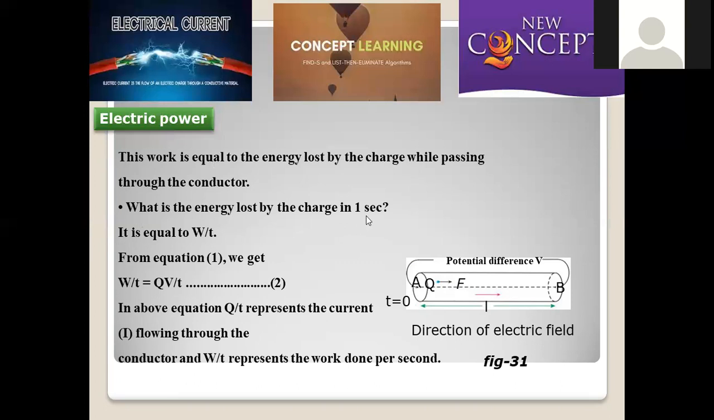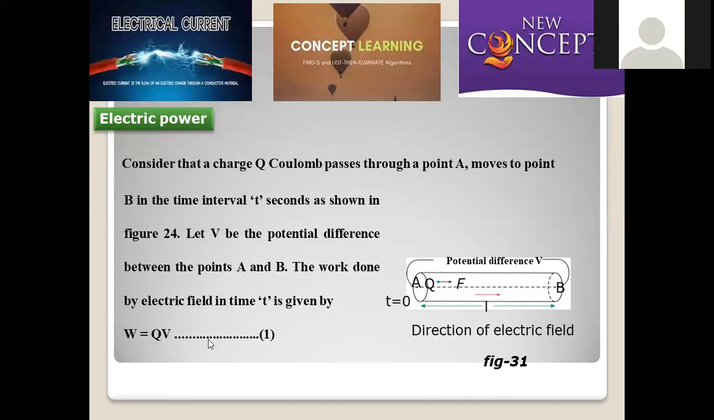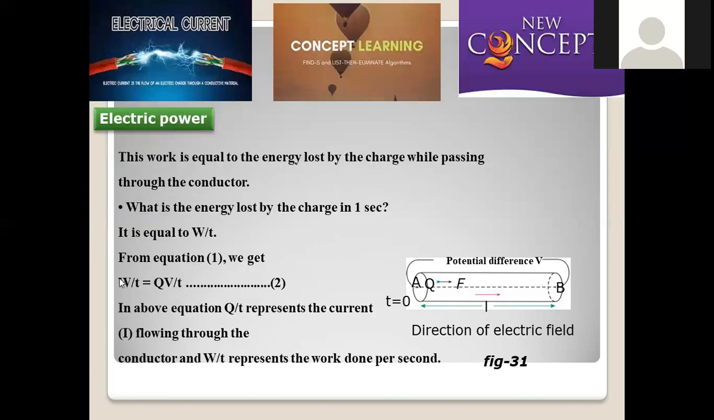What is the energy lost by the charge in 1 second? That is given by W by t. Within 1 second, how much energy is lost and thereby converted into work. That is given by W by t is equal to Q into V by t. What we are doing is taking equation 1 and dividing both sides by the time t. So W by t is equal to Q into V by t.